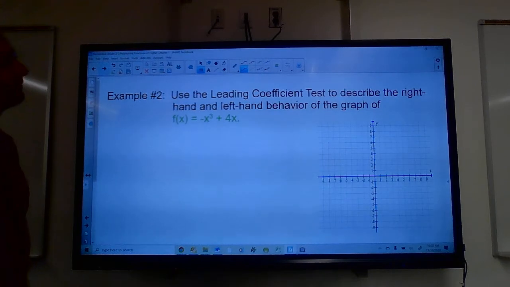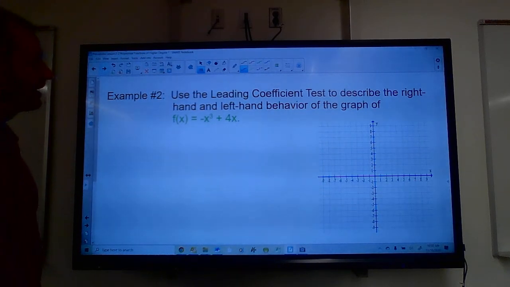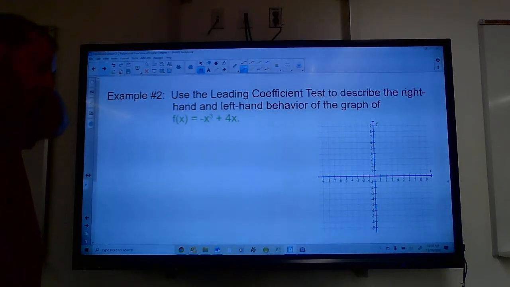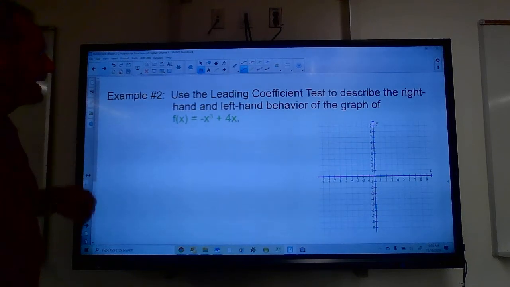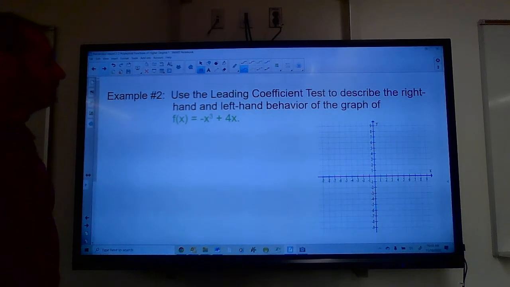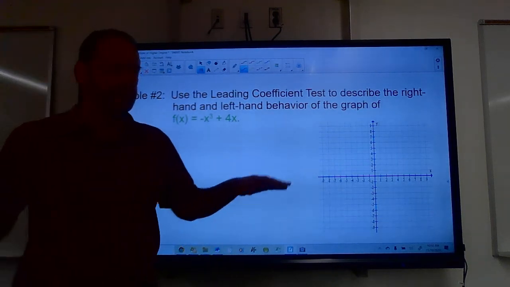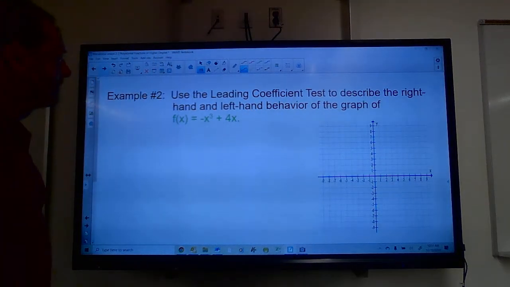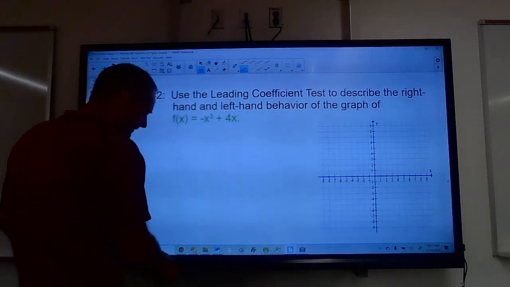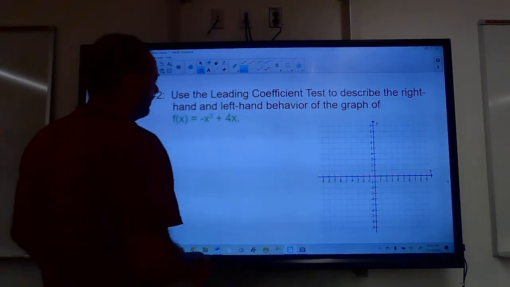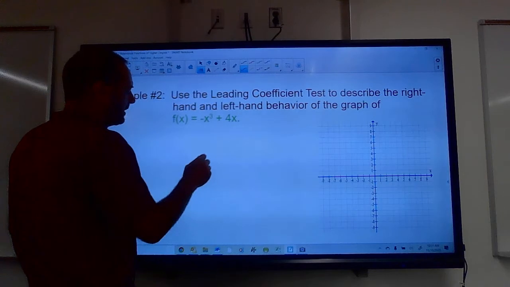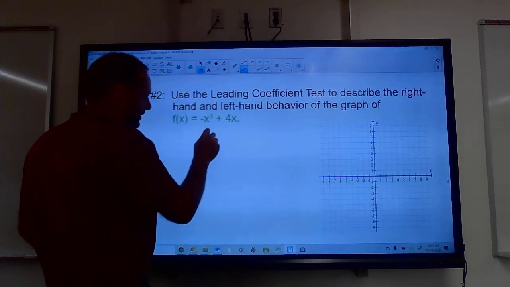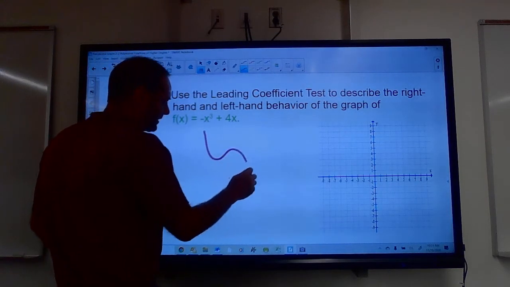Okay, use the leading coefficient test to describe the right and left hand behavior of the graph. So with right hand and left hand behavior, we're talking about what happens on the ends of this thing. Okay, so this thing, negative x cubed plus 4x. It's going to look like a cubic. It's going to be upside down. It's going to look something like that.